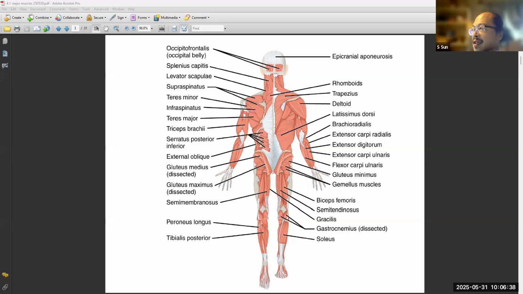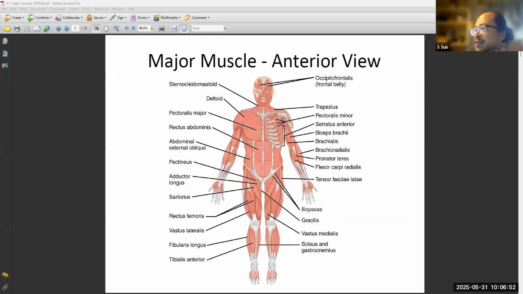Another one that you can also see is the peroneus. Peroneus is associated with the fibula. Peroneus longus is there, so that's the lower portion. But let's finish this one first. So that's everything. Here we go. Fibularis longus. So that's that one.